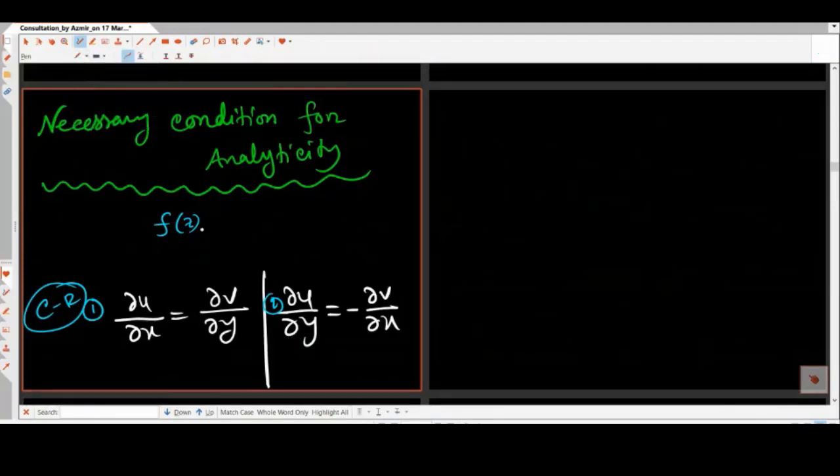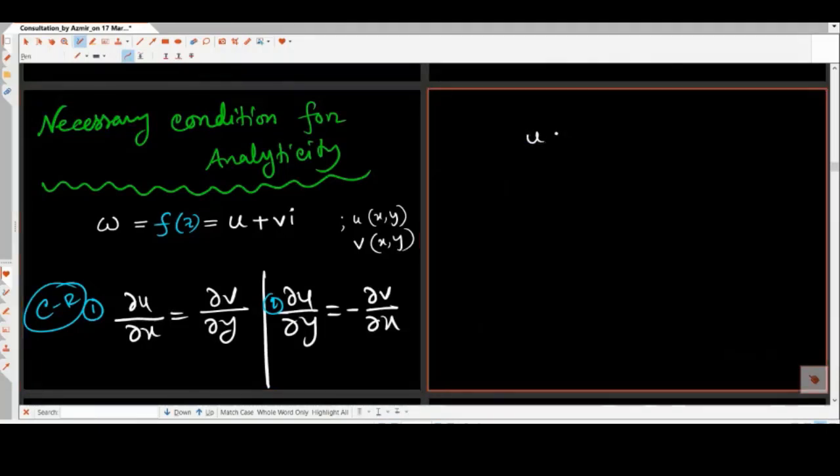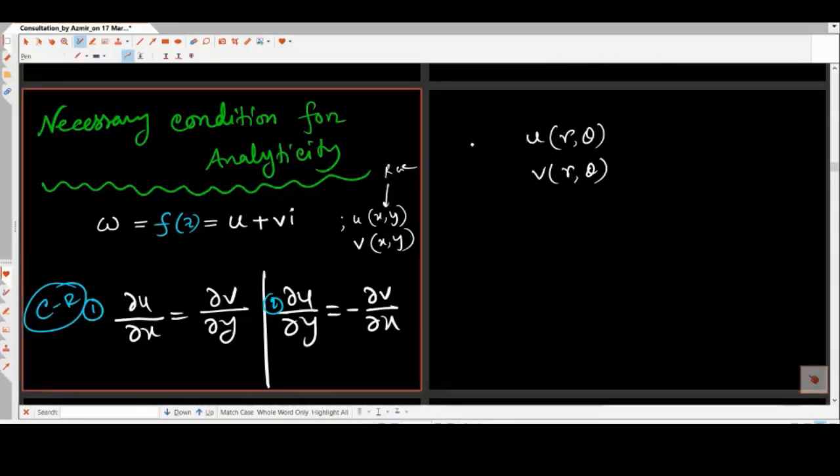Any function f of z is written as u plus vi. So w equals f of z, which can also be written as u plus vi, where u is a function of x comma y and v is also a function of x comma y. You can also remember that when I started the session, I mentioned that u and v can also be functions of r comma theta. So u and v can be functions of x comma y or r comma theta. This is the rectangular form and this is the polar form.